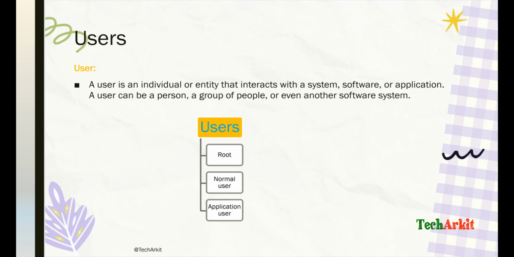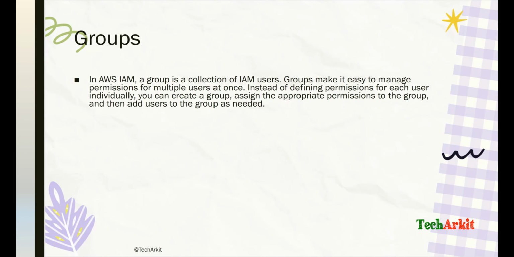A normal user account might be a person's user account, a global people account, or even a software system account, anything. An application user account is not a physical user, it's just an application user with programmatic access. So that's the user access types. Now, the groups. What are groups here? In AWS IAM, a group is a collection of IAM users. A group makes it easy to manage permissions for multiple users at once.